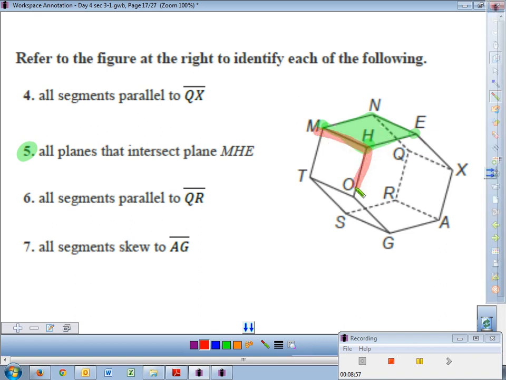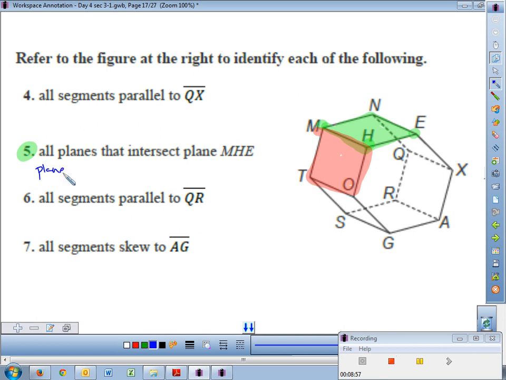Doesn't this plane right here touch that one? So we'll name this red plane. That'd be plane, and then pick 3 letters, MHO. It doesn't really matter. And then find another plane that touches it. That one way over there, plane NEX would be fine. Any 3 letters that are in that plane that don't line up.